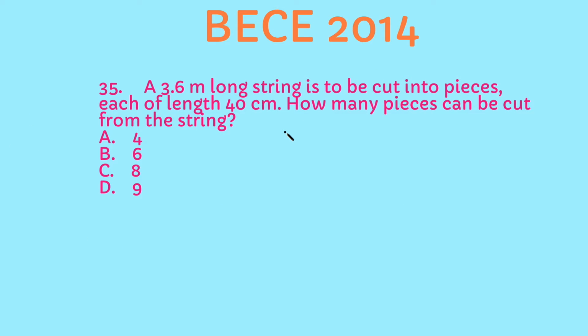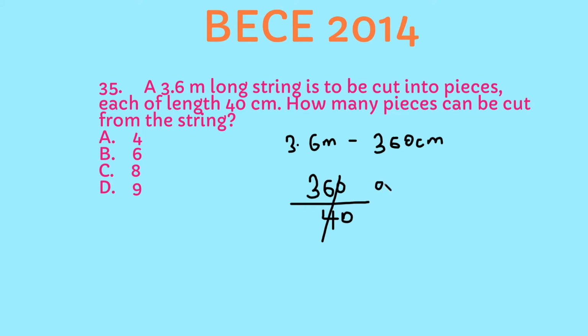Question 35. A 3.6 meter long string is to be cut into pieces, each of 40 centimeters. How many pieces can be cut? This is clearly division. What we're going to do is convert the 3.6 meters to centimeters, which will be 360 centimeters, and we would divide 360 by 40. Our answer being 9 means that we can get 9 pieces from the 3.6 meter long string if we were to cut each piece into a 40 centimeter length. Our answer is D.